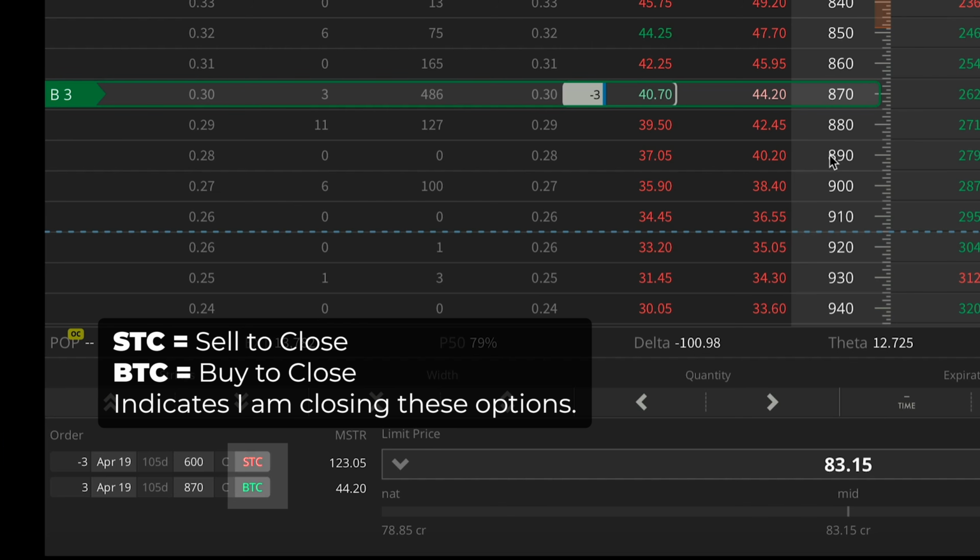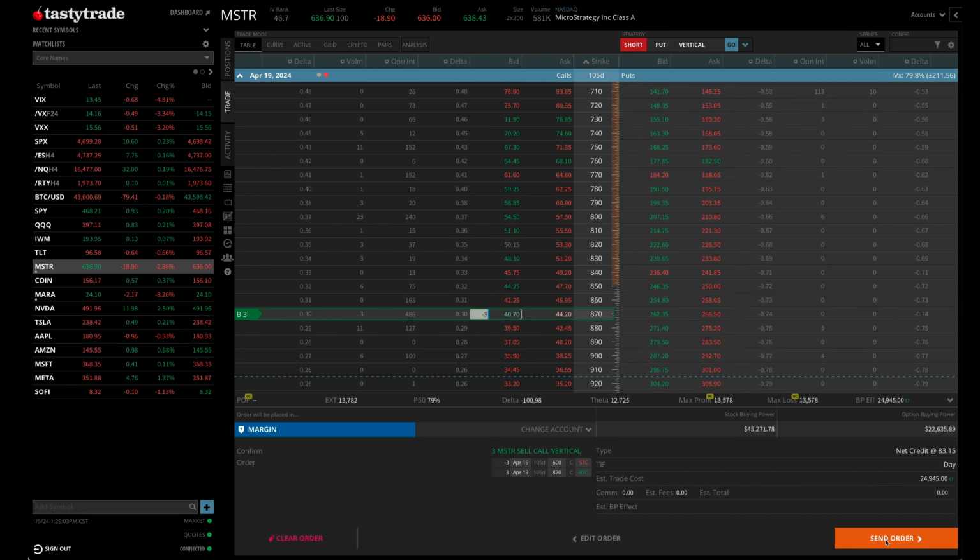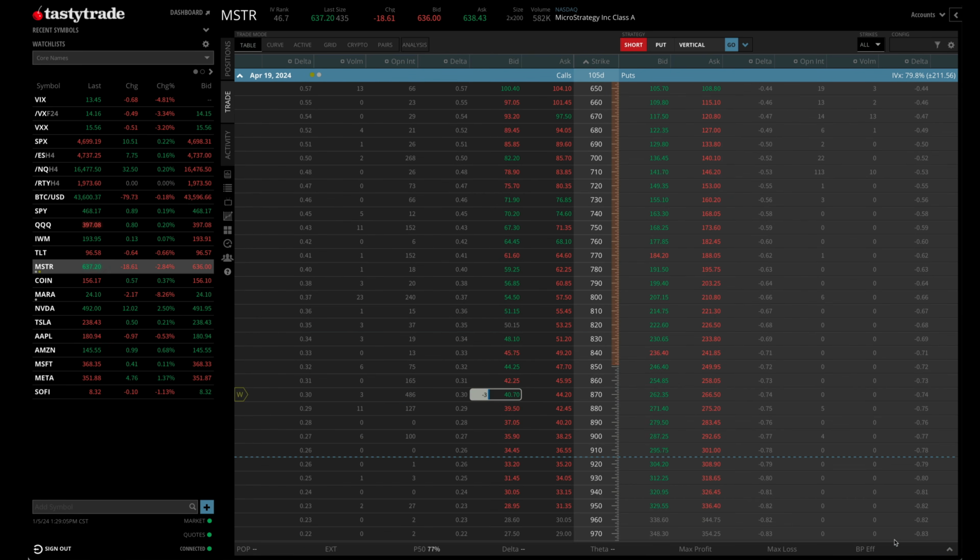So this is just indicating to me that I am closing this position. I am selling the 600 calls as a closing order, and I am buying back the 870 calls as a closing order. So essentially, I'm just doing the opposite trades that I did to enter the position. Currently, the spread price is $83.15, so I'm going to click review and send, and then I'm going to send the order to see if I can get filled on this trade.